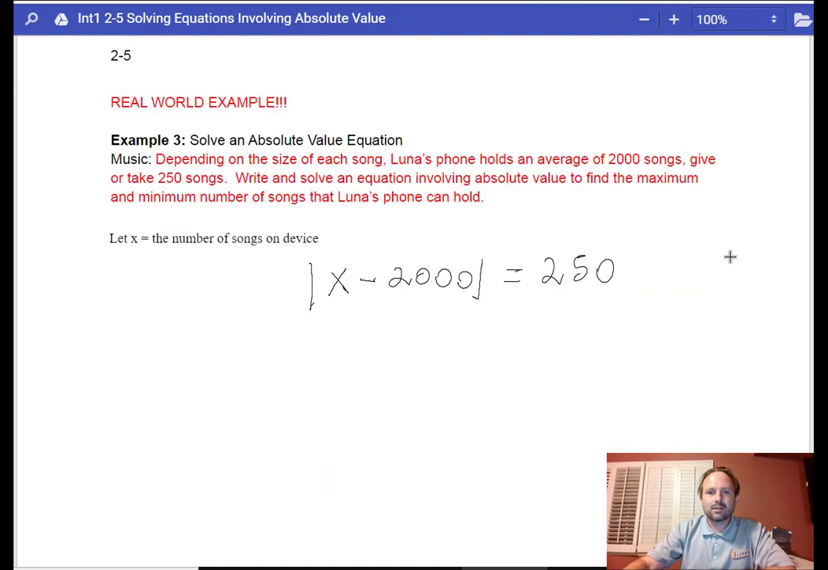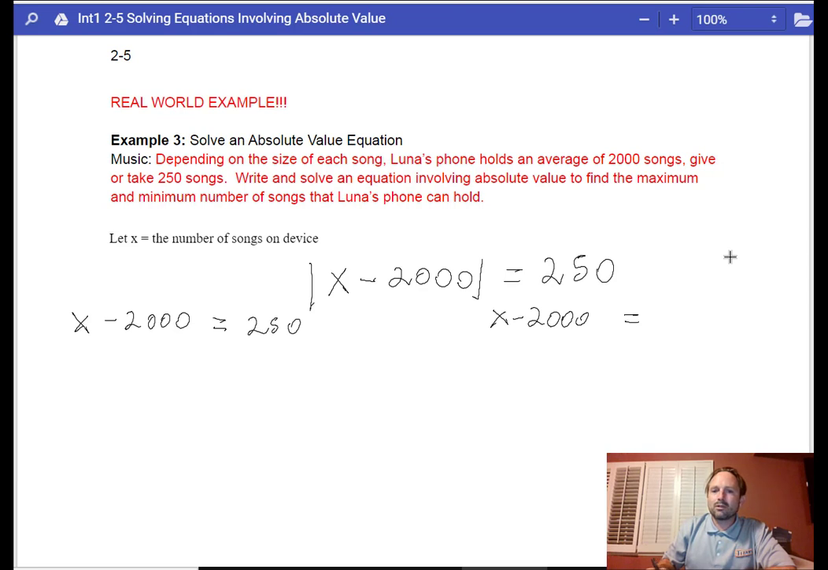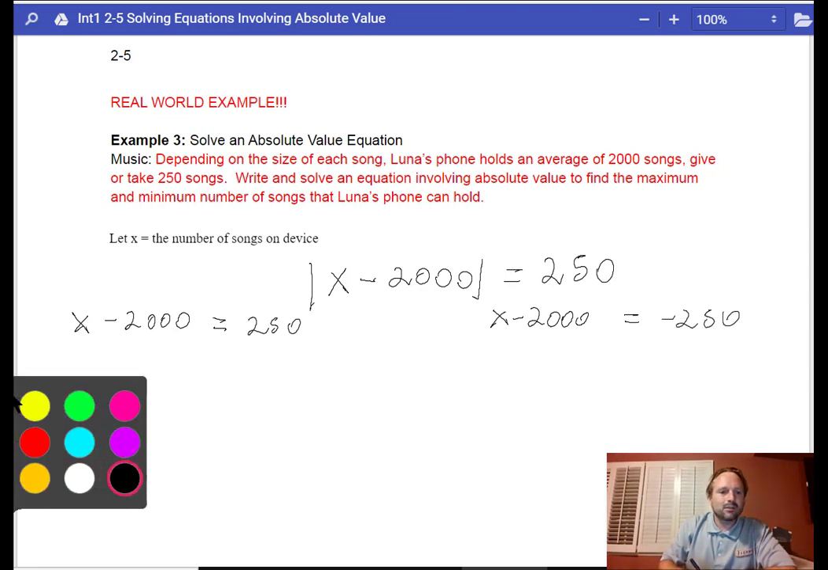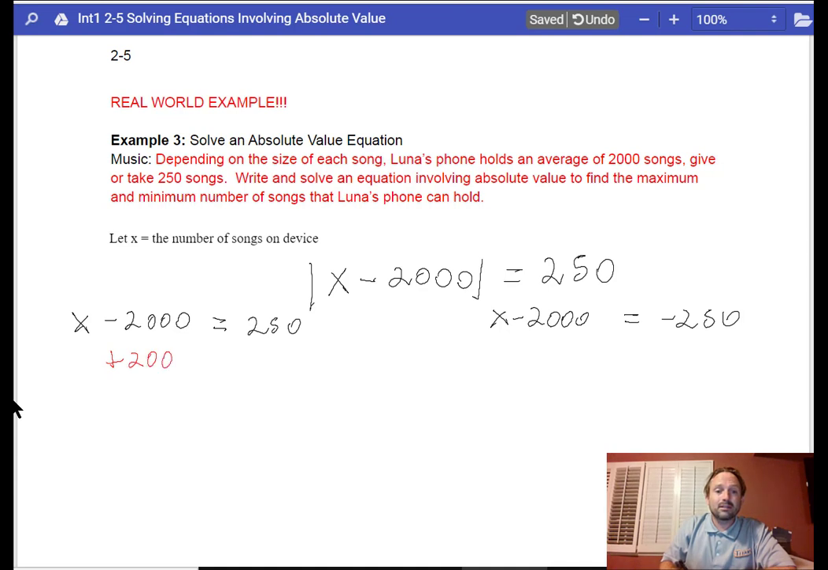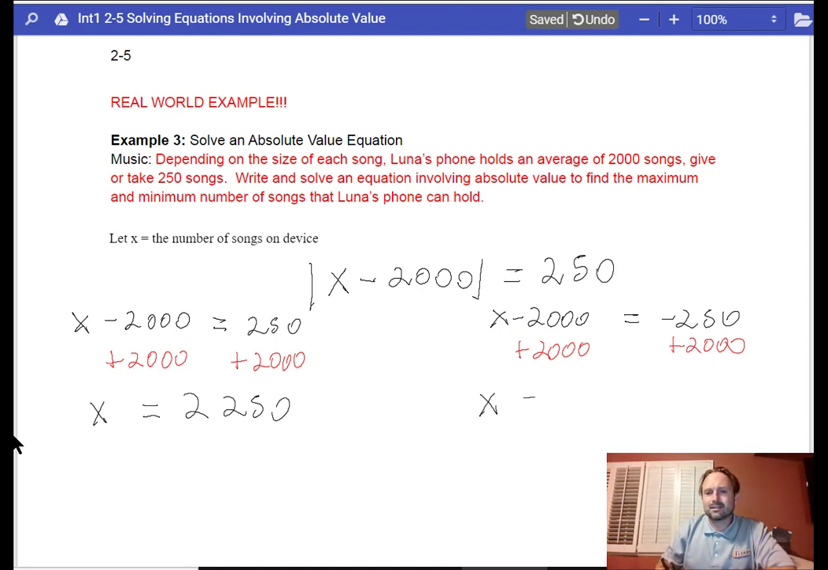So now let's solve for this. x minus 2,000 is equal to 250, and x minus 2,000 will equal negative 250. Now all we need to do is use the addition property of equality to add 2,000 on both sides. So we add 2,000 to both sides, and we would get some big numbers, 2,250. Now this one will be x is equal to 1,750.